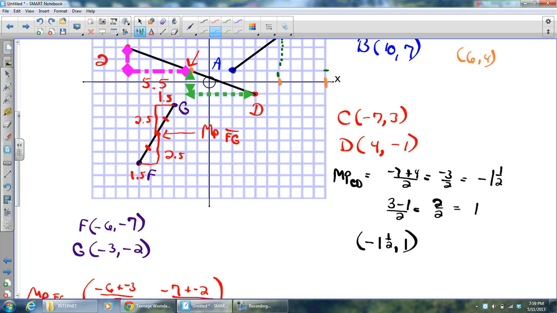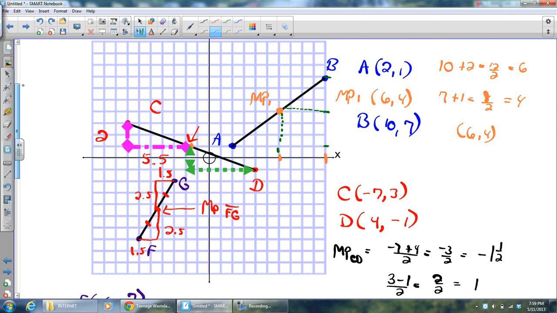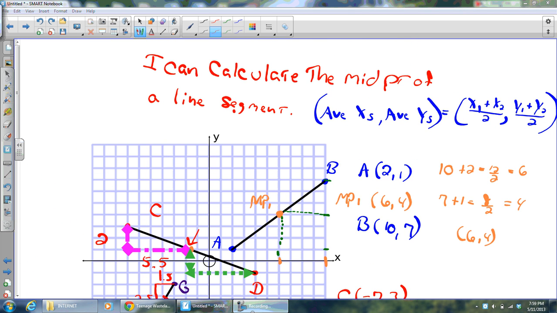Okay, that's it for the lesson. All you're doing is finding the average of the x's and the average of the y's. Should be real simple stuff.